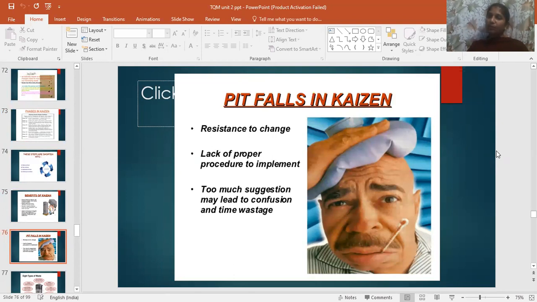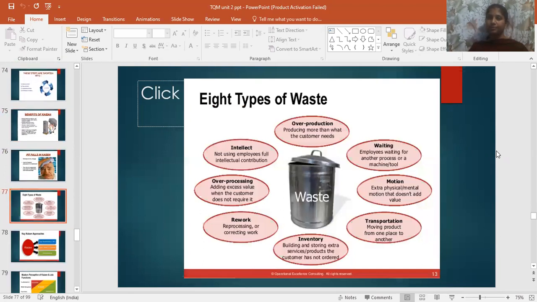So we have some pitfalls in Kaizen too. Sometimes resistance to change happens, then there is a lack of proper procedure to implement it, and too many suggestions may lead to confusion and time wastage.